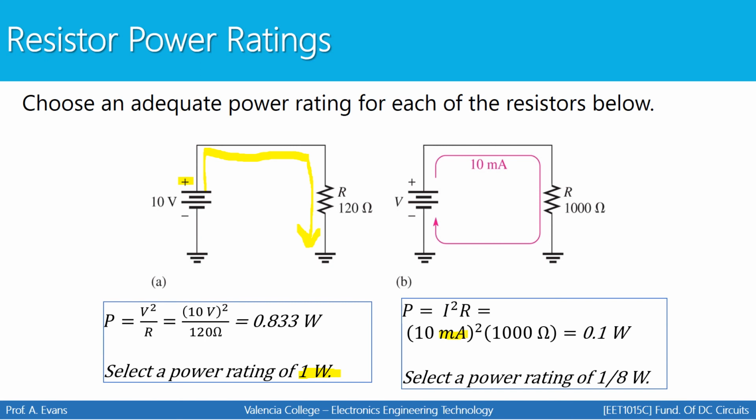Remember, this is milliamps. Make sure that you type that in your calculator appropriately. 10 times 10 to the negative 3. So 10 milliamps squared times 1,000 ohms gives you 0.1 watt. So you can select a power rating of 1/8 of a watt because that's 0.125 watts, or anything higher. This is the lowest one you can select. You can always go higher than that if you wanted to. This is how we consider the amount of power that might be dissipated in a resistor and select the appropriate resistor for that application so that you don't have an issue of your resistor burning up due to excessive heat.